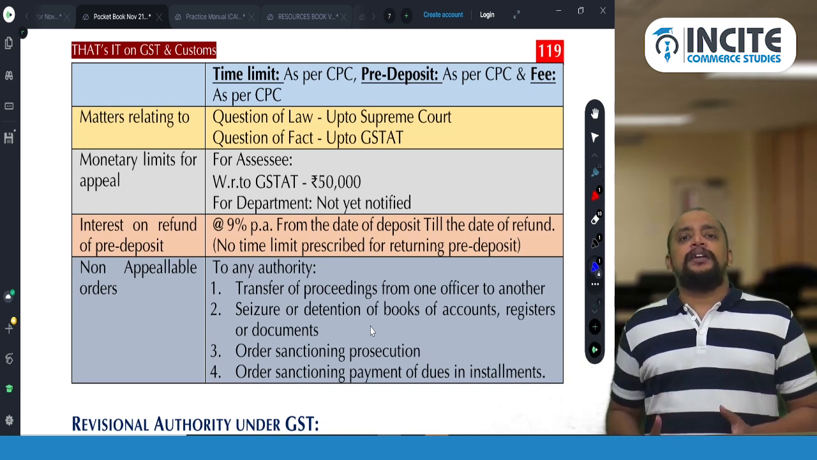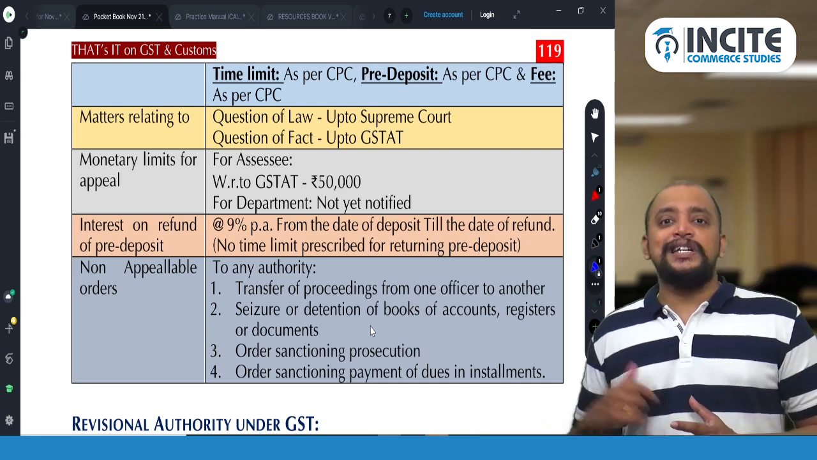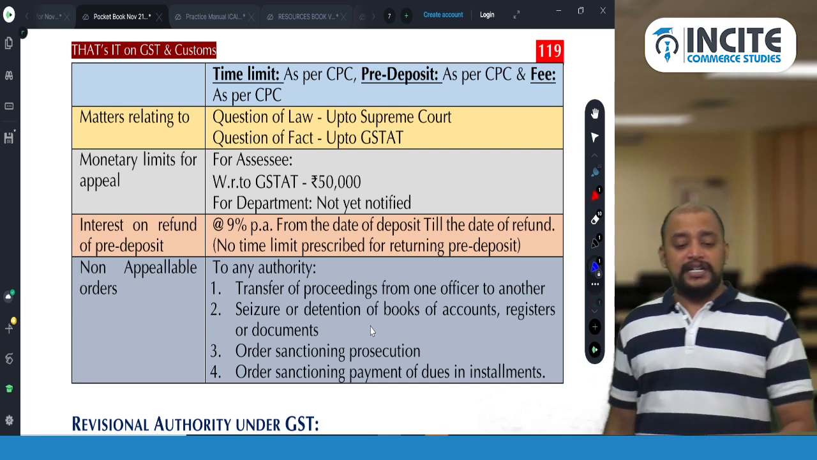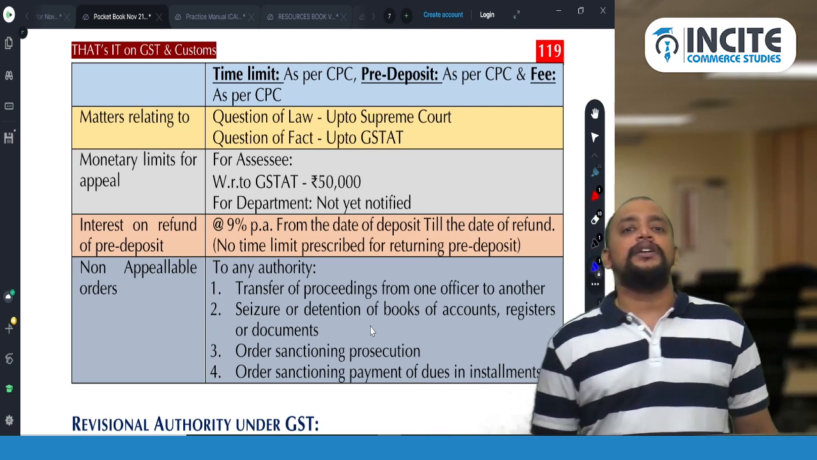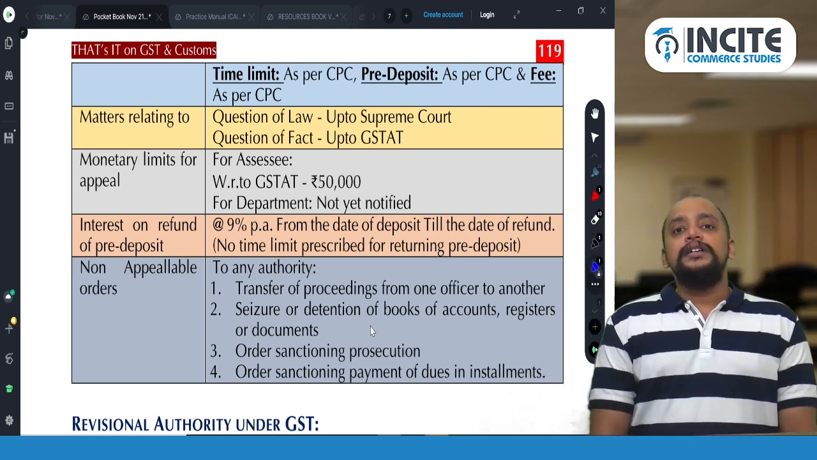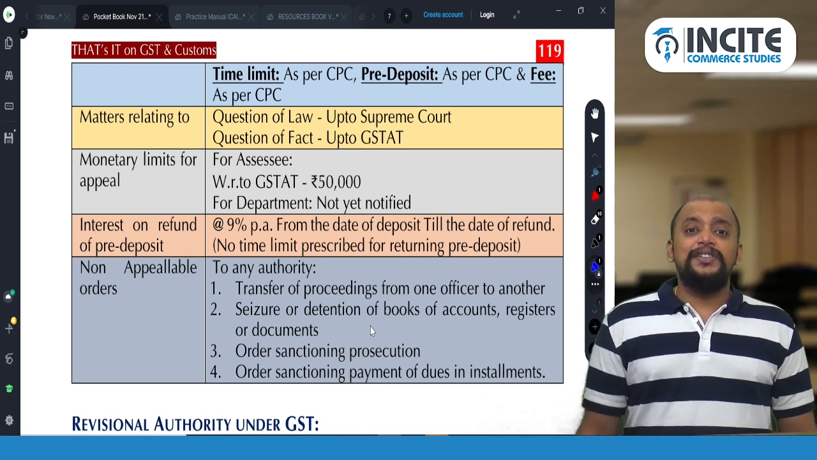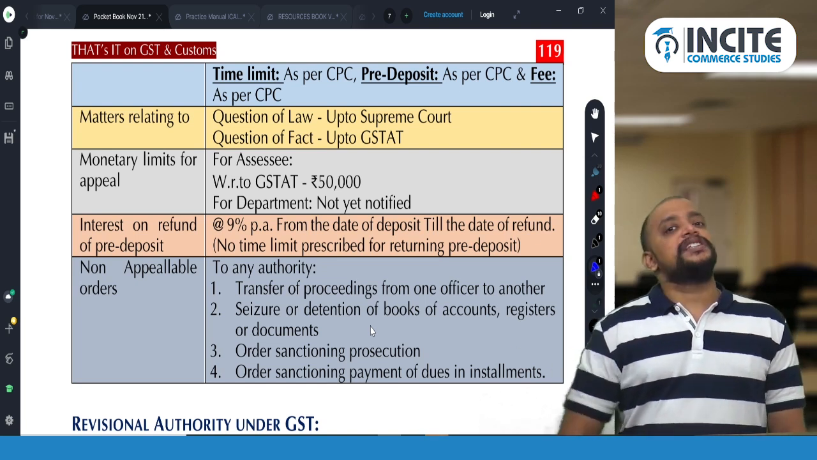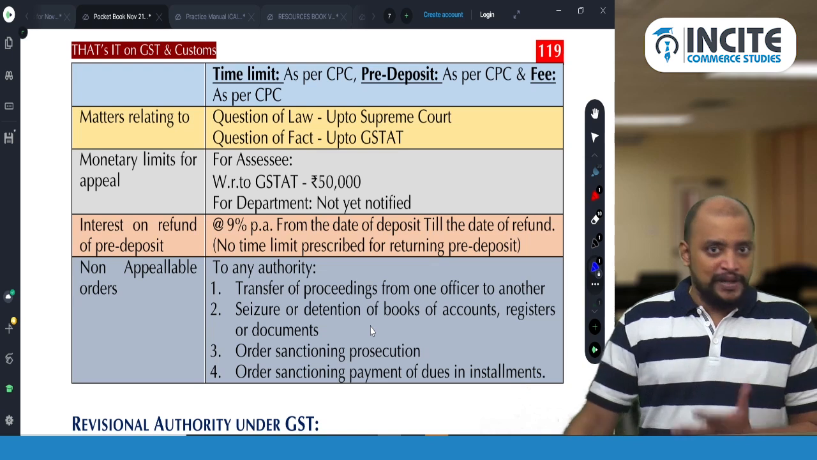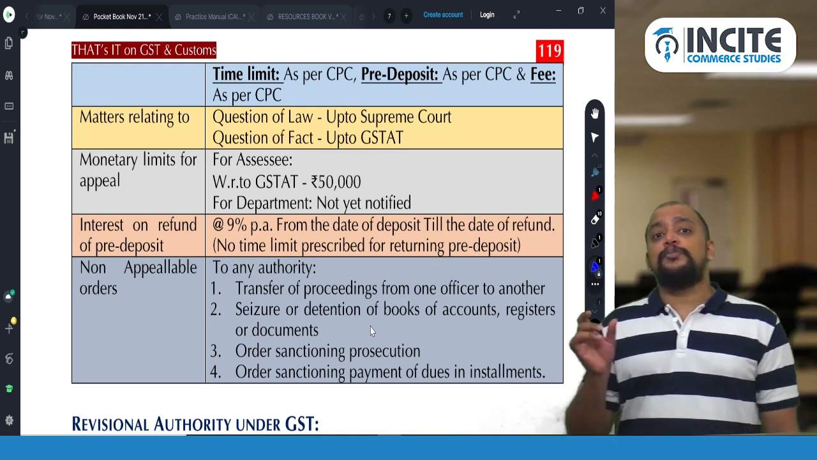So for example, the Commissioner Appeals passed an order against which we are going for appeal to GST. The tax involved in that appeal is only 50,000 or less than 50,000. GST may refuse to admit the appeal. But if that involves a substantial question of law, even if the amount does not exceed 50,000, they may allow that appeal. Okay. Apart from that, there is no restriction with respect to the monetary limit.